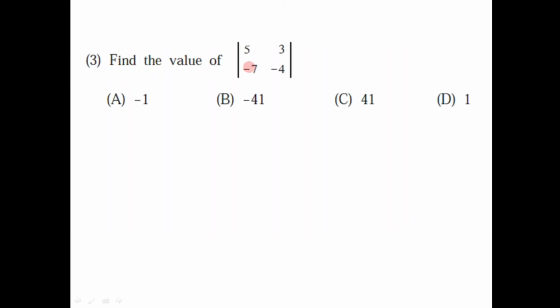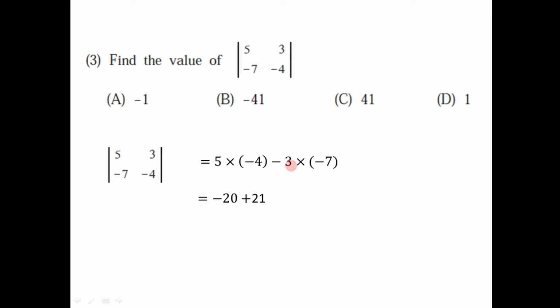Let us have the next question. Find the value of determinant 5, 3, minus 7, minus 4. And the four alternatives again are given here. To choose the correct alternative, we have to solve this determinant. To solve this determinant, we have to take the product of 5 and minus 4 firstly. So we have 5 into minus 4 minus the product of minus 7 and 3, which must be subtracted from the first product. So 5 into minus 4, that's minus 20.